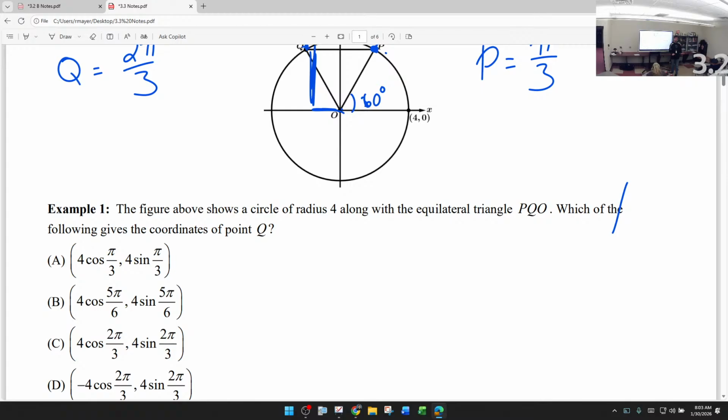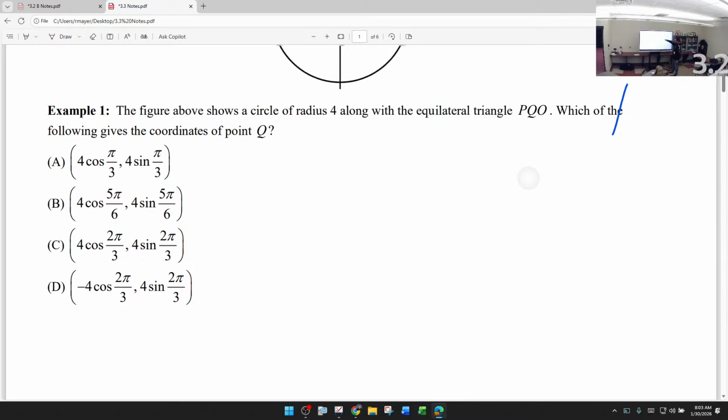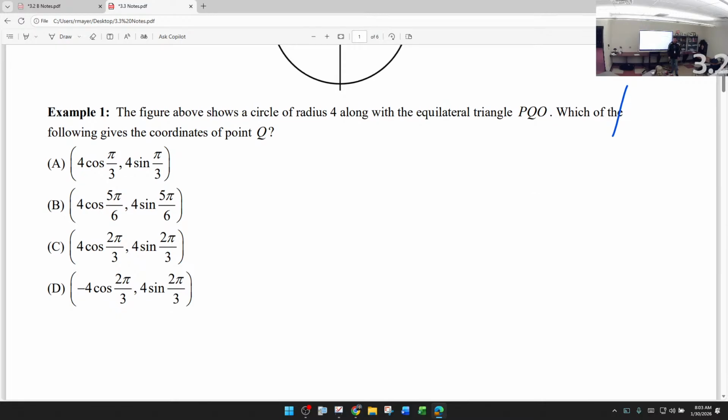Now this is where you get tricky. Y'all okay? And then D goes 2 pi over 3, except the x value is negative. This is a trick. So if this was a test question for you guys, I hope nobody would choose A, and I hope nobody would choose B, because there's no way that A could get there because that's point P. And there's no way B can be there because that's not even a point on this triangle.